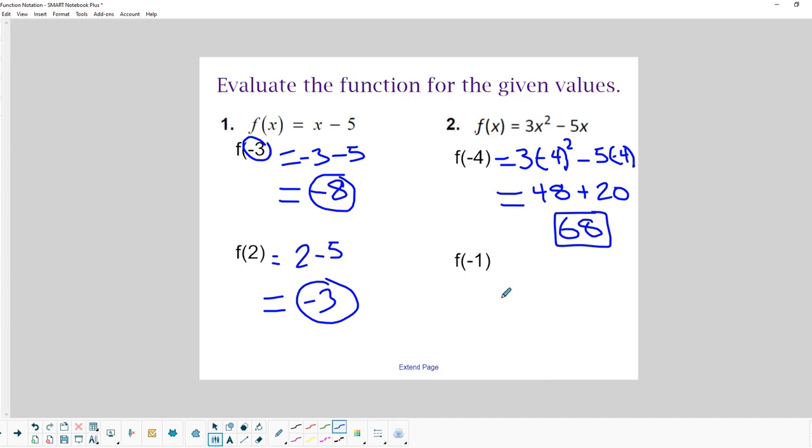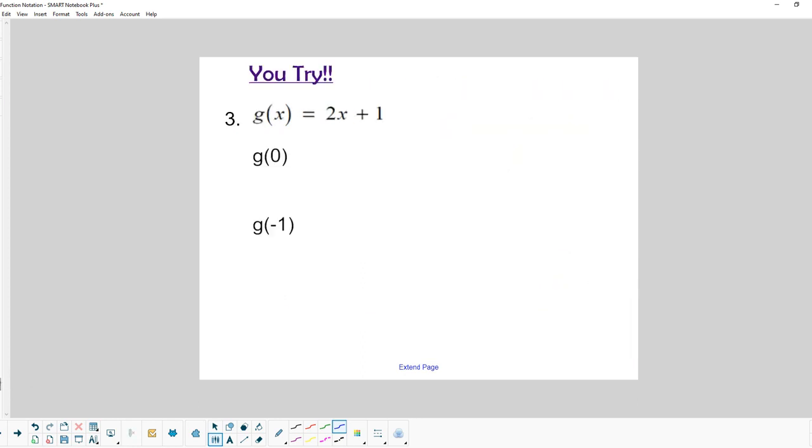What about f of -1? So then we would have 3 times -1 squared minus 5 times -1. So -1 squared is just 1. 3 times 1 is 3. And then -5 times -1 is plus 5. So this would equal 8. So as you do these, you got to watch your signs, the positive versus negative. What are the rules for multiplying? And be kind of careful, but they're really easy to do if you'll pay attention.